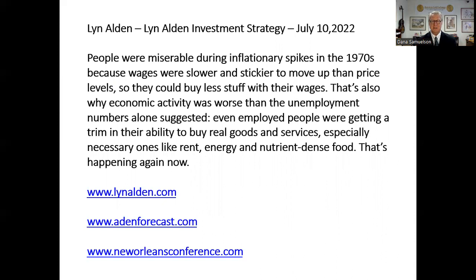And that's one of the things that the Fed is stressing today, that unemployment is low. And the economy is actually fairly good, but it's rolling over pretty hard. But I digress. Even unemployed people were getting a trim in their ability to buy real goods and services, especially necessary ones like rent, energy, and nutrient-dense foods. That's happening again now.